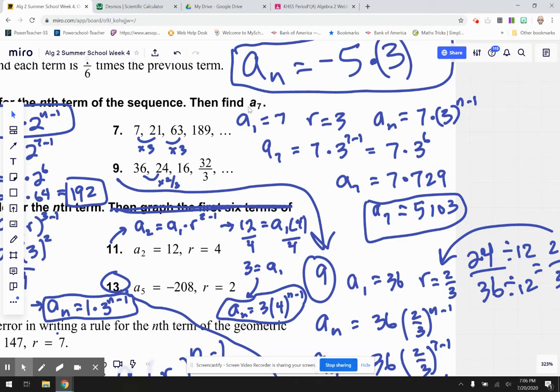Now again, we want a7, so we're going to plug in a 7 for n. So that's going to be 3 to the 6th power. 7 minus 1 is 6. 3 times 3 times 3 times 3 times 3 times 3, 6 times, is going to be 729. 7 times 729, because we're bringing down the 7, you're going to get 5103 as your 7th term. If you kept multiplying by 3, the 7th term would be 5103.